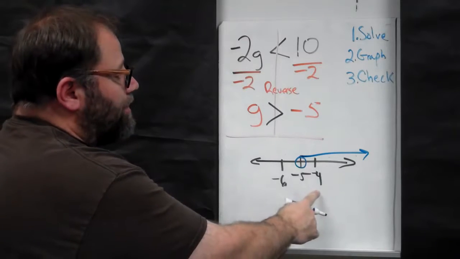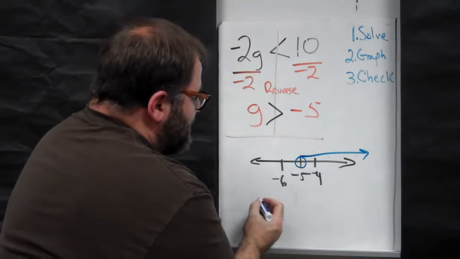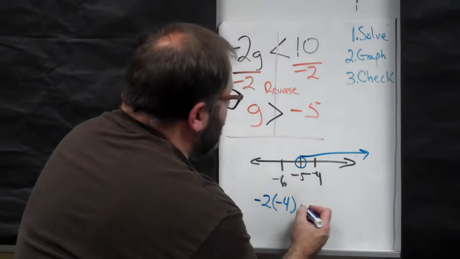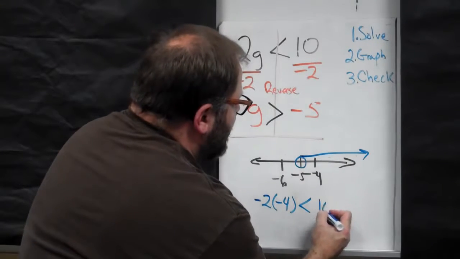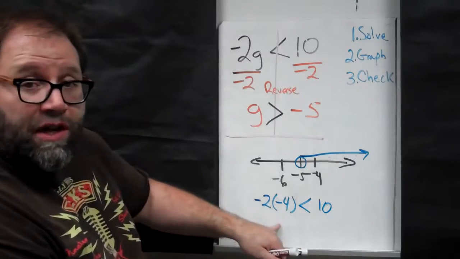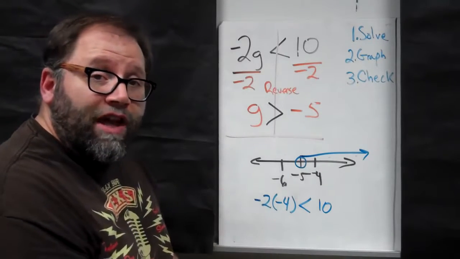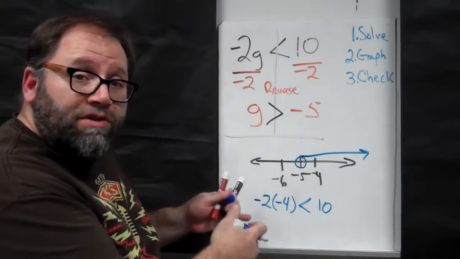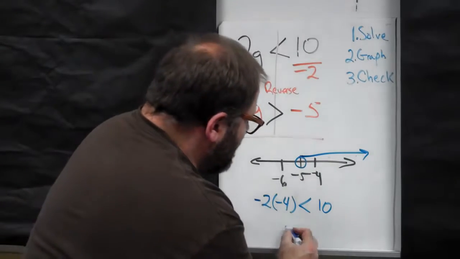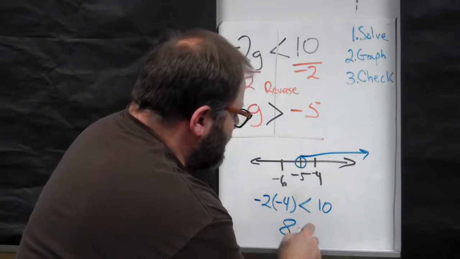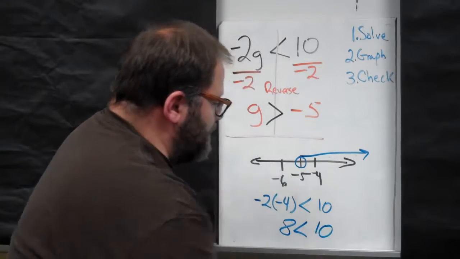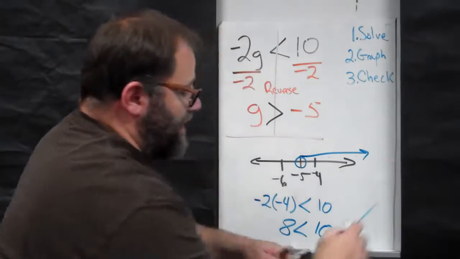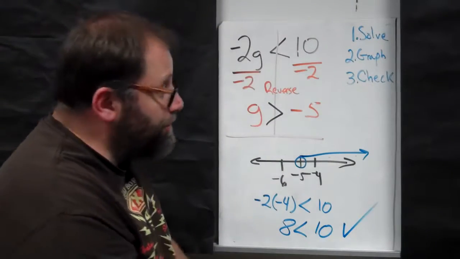We have negative 4. Let's put negative 4 in for our g. So now we have negative 2, rewrite your equation here, times negative 4 is less than 10. Negative 2 times negative 4, multiplication of negative integers gives us a positive. 2 times 4 is 8. Both signs are the same, which means it's a positive, which gives us 8 is less than 10. And we know that's true. 8 is less than 10, so that checks. That's a way better check than my first one.